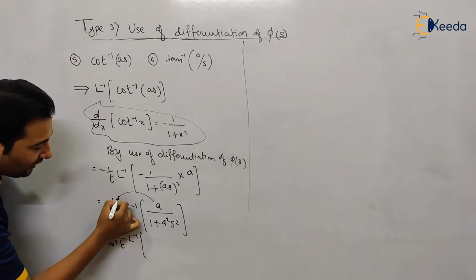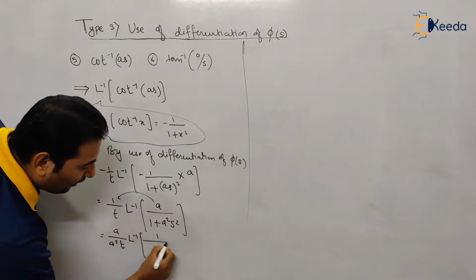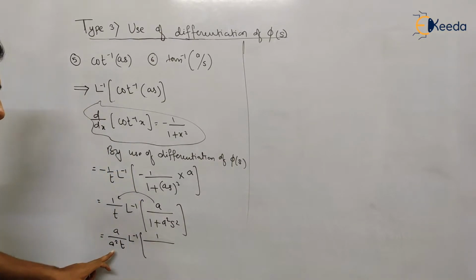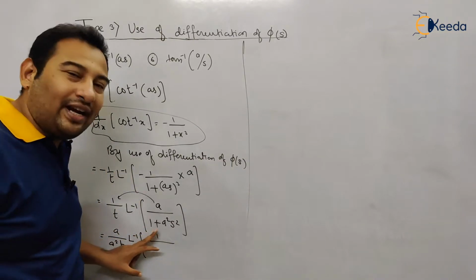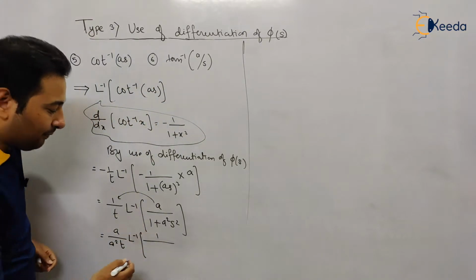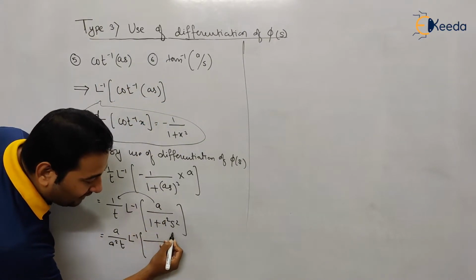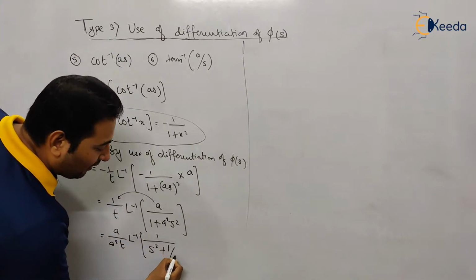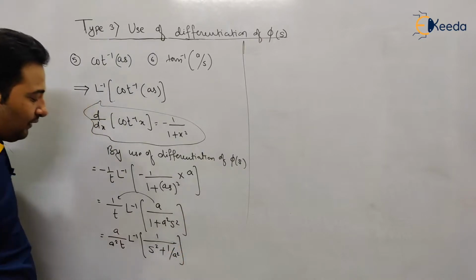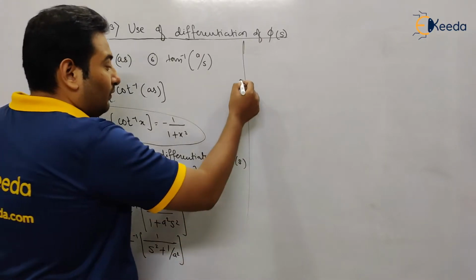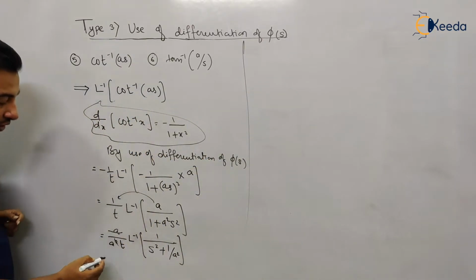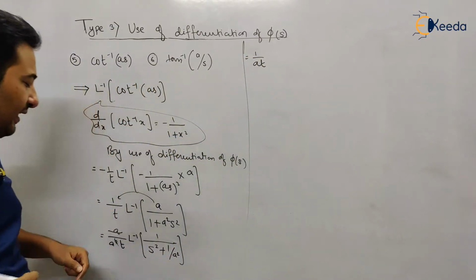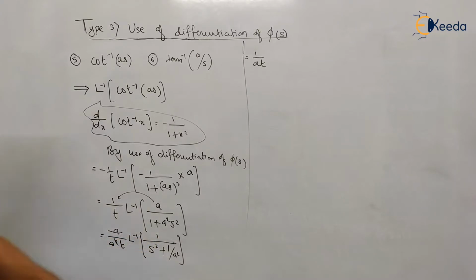This a also I am taking outside. This is 1 upon a, taking common means dividing. Here we took a square common, that means I am going to divide both the terms with a square. If I divide this, a square cancels, s square plus, if I divide with a square, 1 upon a square. Obviously this will be gone. 1 upon a into, what is the Laplace inverse of this term? 1 upon s square plus a square.